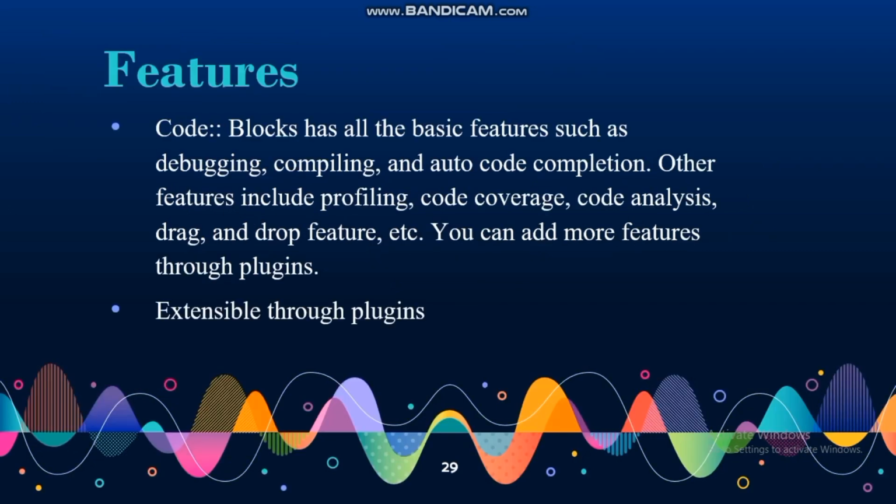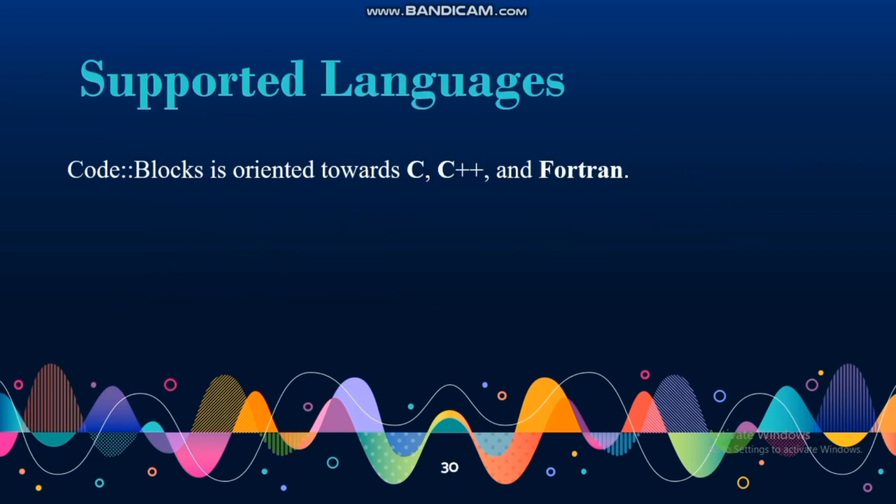The features of Code::Blocks include all the basic features such as debugging, compiling, and auto code completion. Other features include profiling, code coverage, code analysis, drag and drop features, etc. You can add more features through plugins. Extensible through plugins. Supported languages: it is oriented towards C, C++, and Fortran.